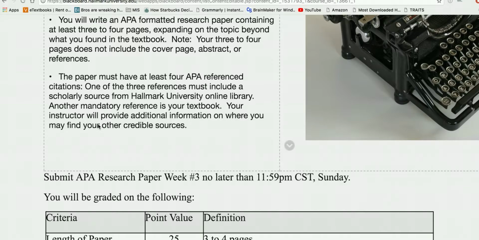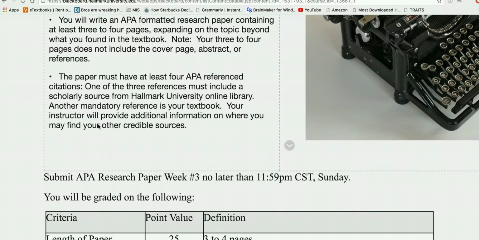So I am looking for a scholarly journal of at least one. If you want to do two, you can. But I would encourage maybe one academic journal and maybe one article from something like HR Magazine. I think that would be good.